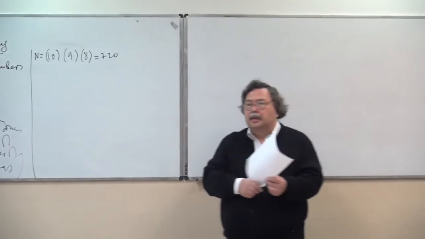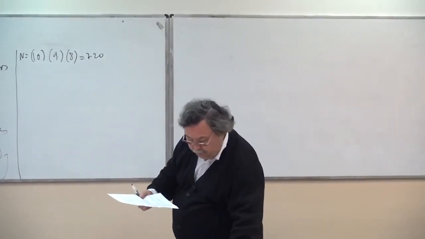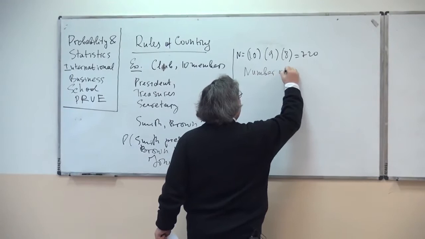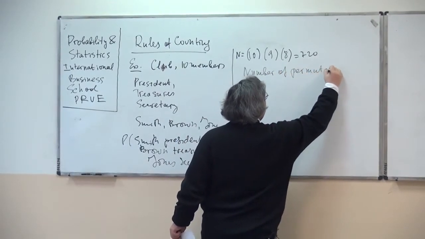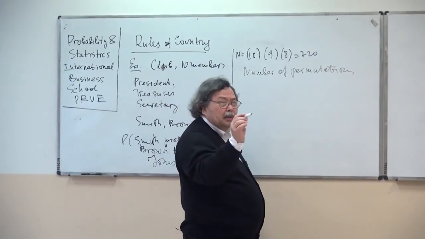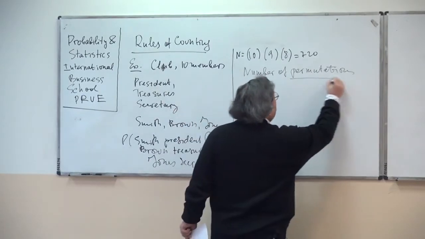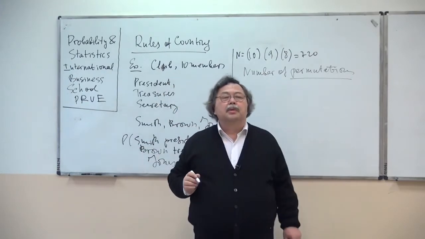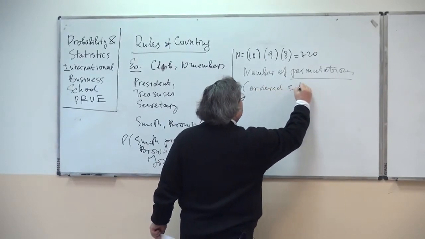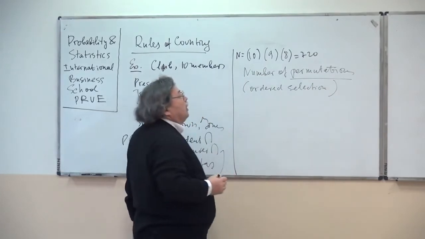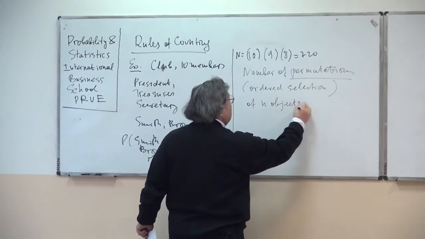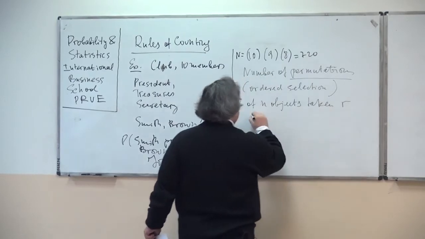Now, generalizing from this example, we write this formula. Number of permutations, and may I ask you to keep quiet, you personally, okay? This is a new word, a scientific kind, the word permutations. And the explanation is ordered selections. The number of permutations of n objects taken r at a time.